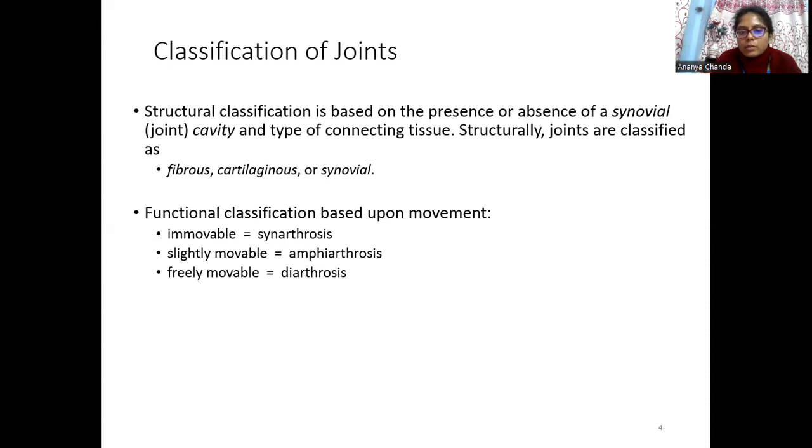First is the immovable joint, that is synarthrosis. Next is slightly movable joint, that is the amphiarthrosis. And thirdly is the freely movable joint, that is diarthrosis.